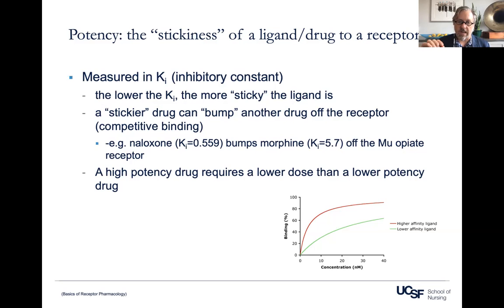And of course, a drug that has a lower Ki is more potent than one that has a very high Ki, where you need a lot of molecules just in order to get a few of them to stick in place. If your molecules are very sticky, like say something like fentanyl, you don't need many of those molecules to bind to those receptors.